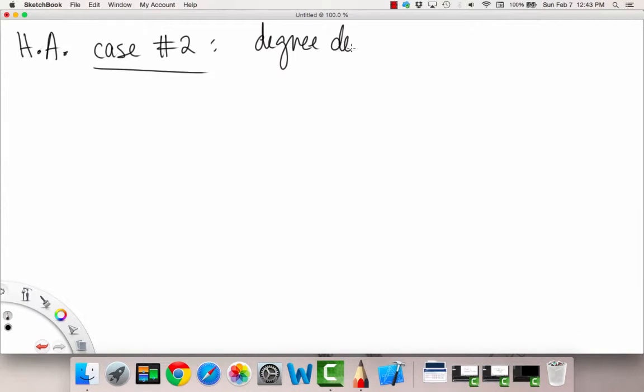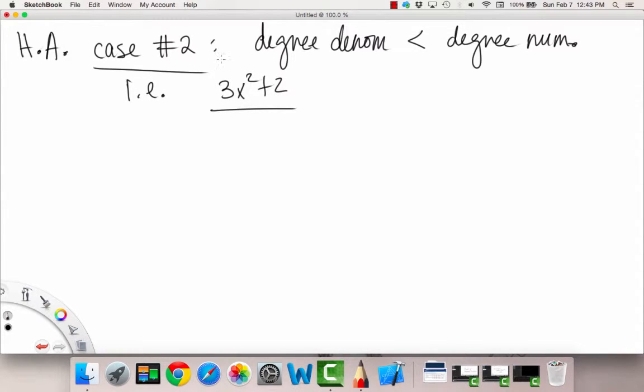Alrighty, so now for horizontal asymptotes, case number 2. So what is case number 2? It'll just be the opposite. So when the degree of the denominator is less than the degree of the numerator. Let me give you an example so we can see what goes on. So 3x squared plus 2, let's say, over, I don't know, x minus 5.